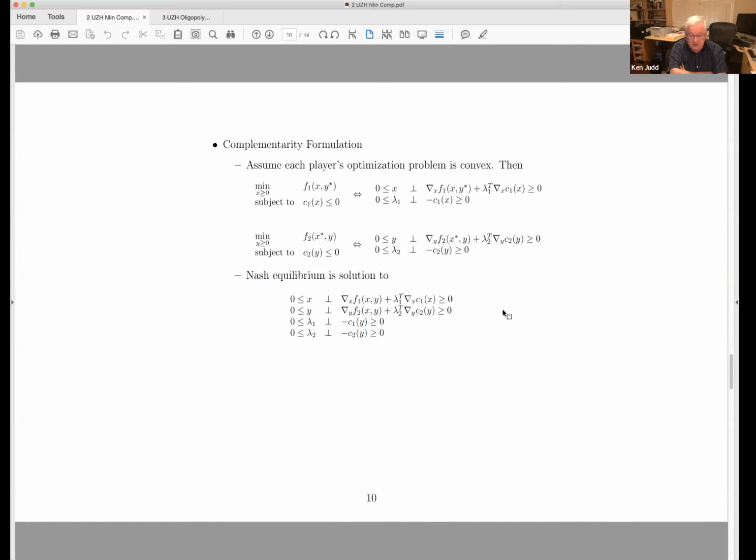Now, solving these problems is, by the way, very, very common in applied general equilibrium. Now, applied general equilibrium is different than computational general equilibrium. Applied general equilibrium refers to actual applications of algorithms for solving equilibrium problems. That's what applied general equilibrium is. And this is what they have to deal with.